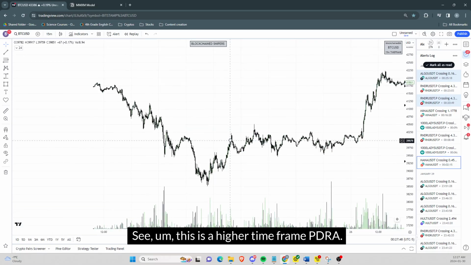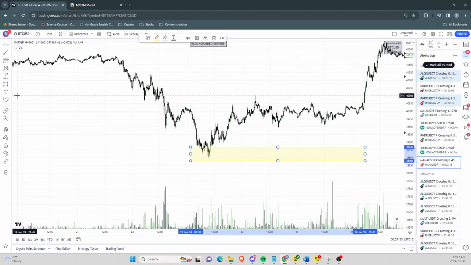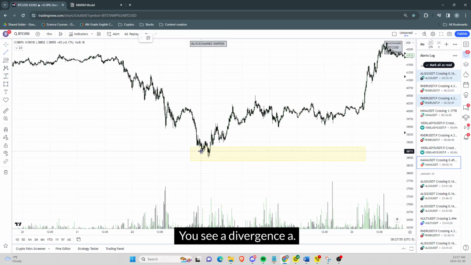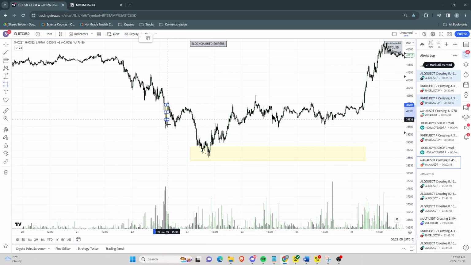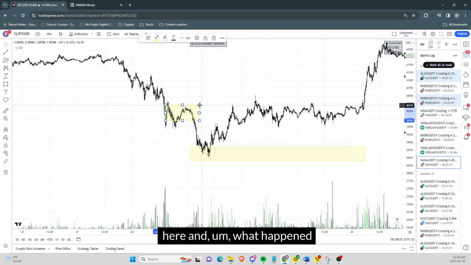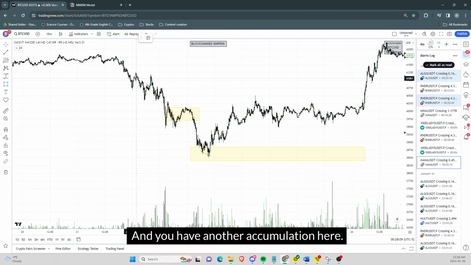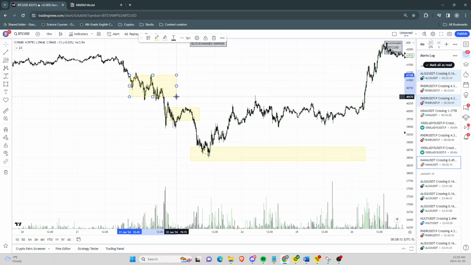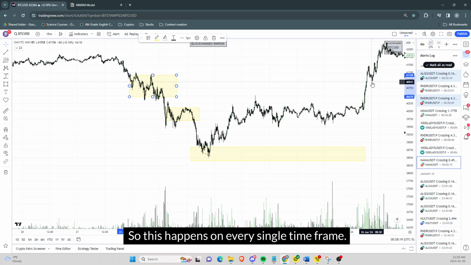See, this is a higher time frame PDRA. You see a divergence, and then you have accumulation here, and what happened? Liquidity taken out, and then it starts dumping. And you have another accumulation here. When it reaches this point, liquidity gets taken out, and then it starts going down. So this happens on every single time frame.